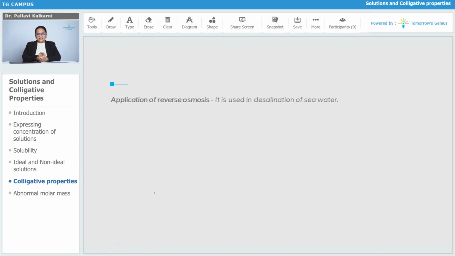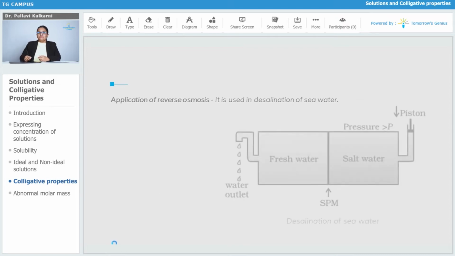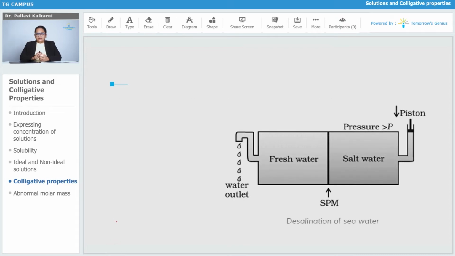This reverse osmosis has one application. It can be used in the desalination of seawater, that is, removal of the salts from the seawater can be done by reverse osmosis. Let us see how it can be done.